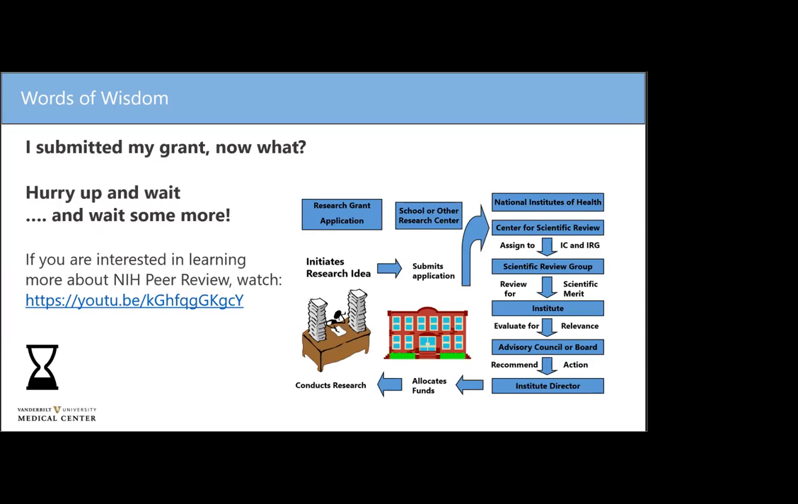So you've gone through all of these hoops and you've submitted a grant. Now what? You hurry up and you wait. The review processes for grant reviews can be very long. If you're interested in learning more about NIH's peer review process, I've put a link for you there. But as you can see from the graphic, it goes through very many levels of review by different groups. This is at NIH.